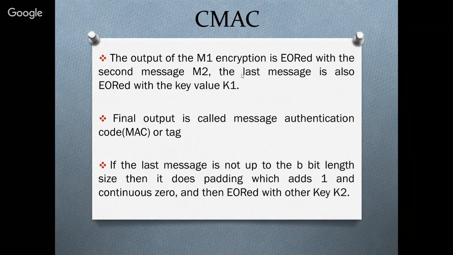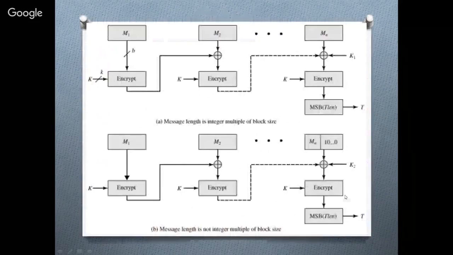For the last message, if it is not 128 bits, we use a concept called padding, where I add a 1 and continuous 0s to satisfy the B bit length, so that the message contains 128 bits. If the last message consists of padding, then it is XORed with the other key value called K2. The same thing is explained over here.